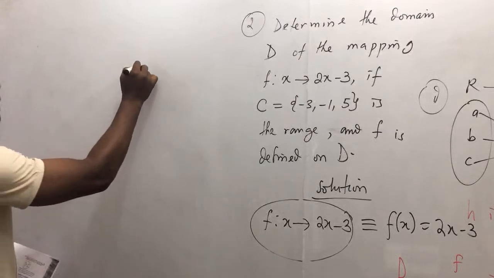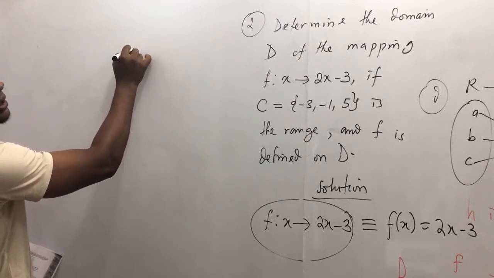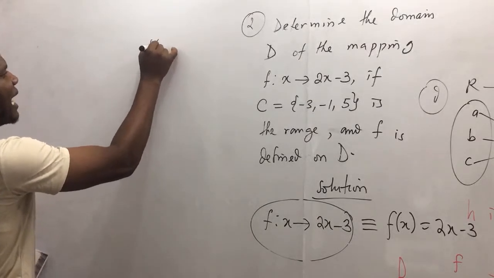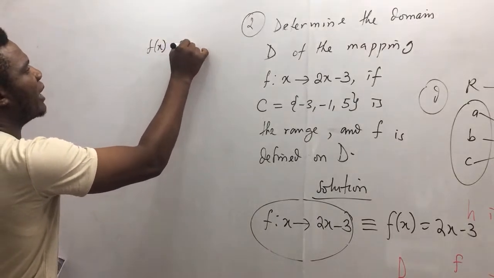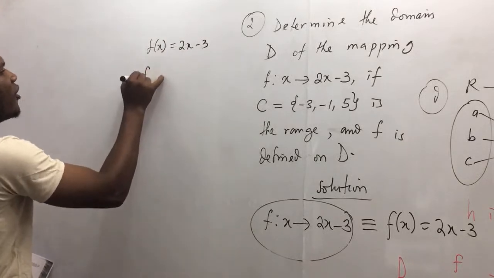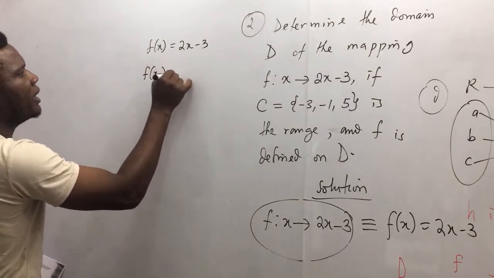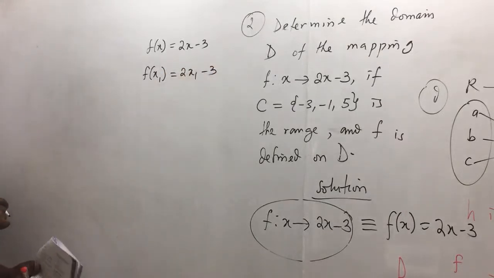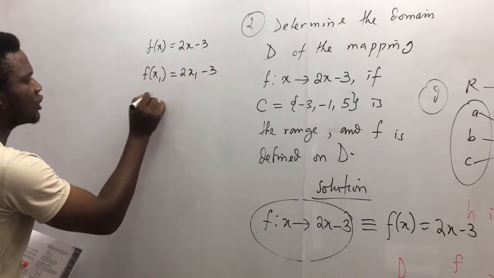I'm going to come over here. So let's look at what is f of x1. If f of x, we now know, is 2x minus 3, then f of x1 will be equal to 2x1 minus 3. So what was your f of x1?